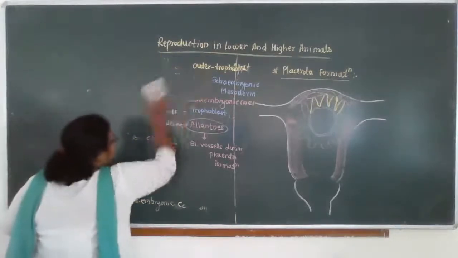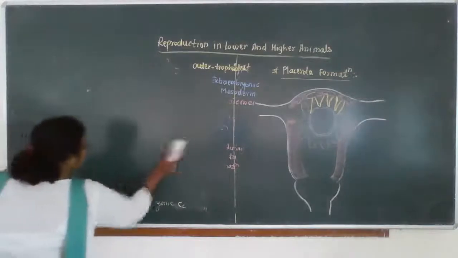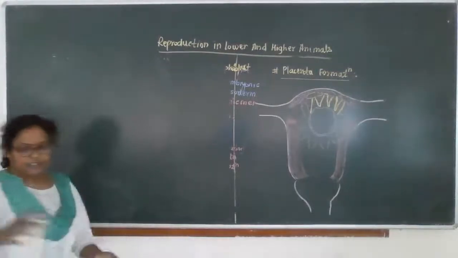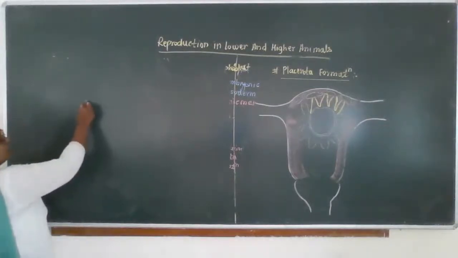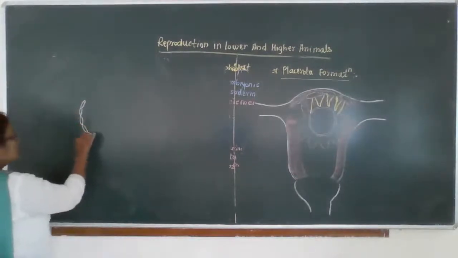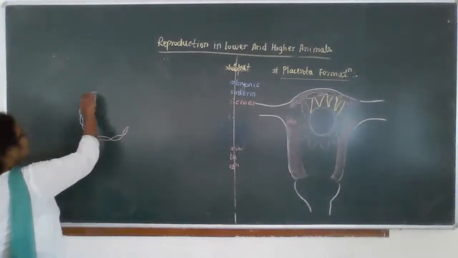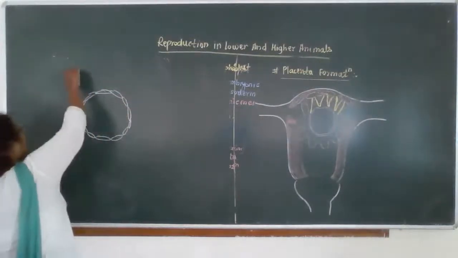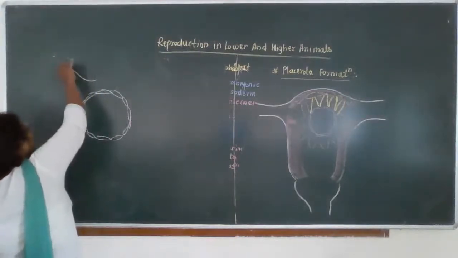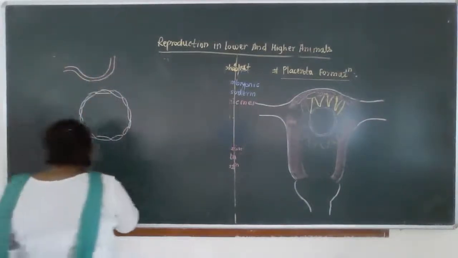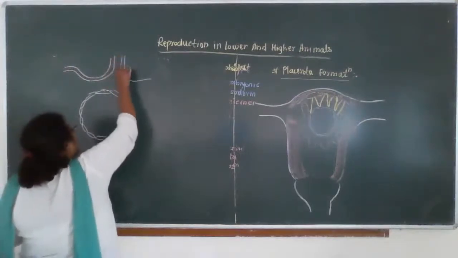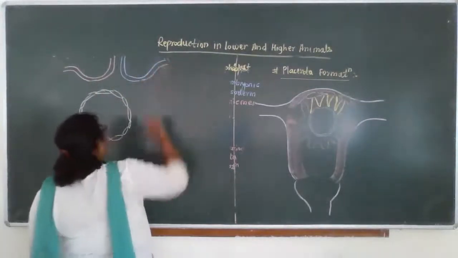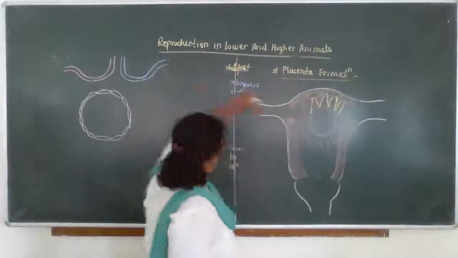So look, how this happens. Cytotrophoblast. Here are the blood vessels. This is the maternal arteriole, and this is the maternal venule. Clear? So I am showing this whole assembly, which is present in the uterine wall, right? Here is the uterine wall. This is happening here in the uterine wall.